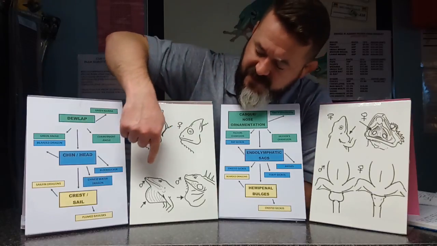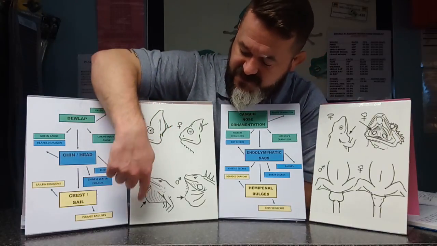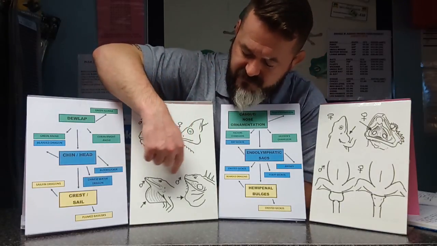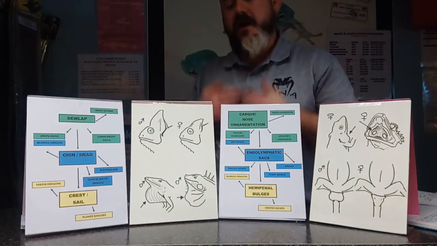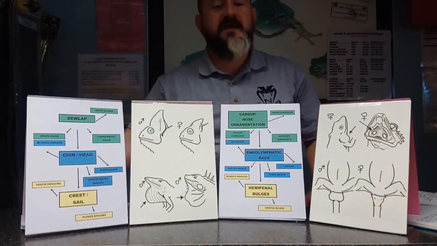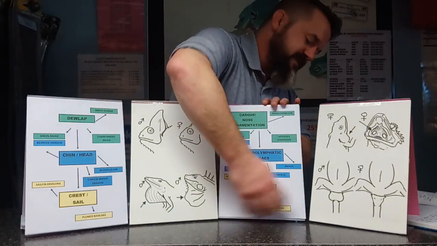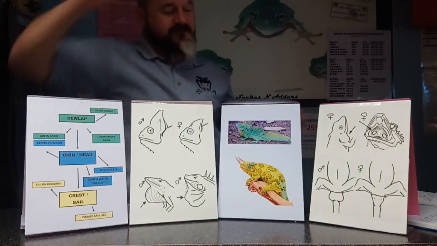And then we've got rudimentary drawings of the Anolis lizard with his dewlap out, or the male green iguana, with his dewlap for that communication and sexual dominance. Let's move on to the next one here.